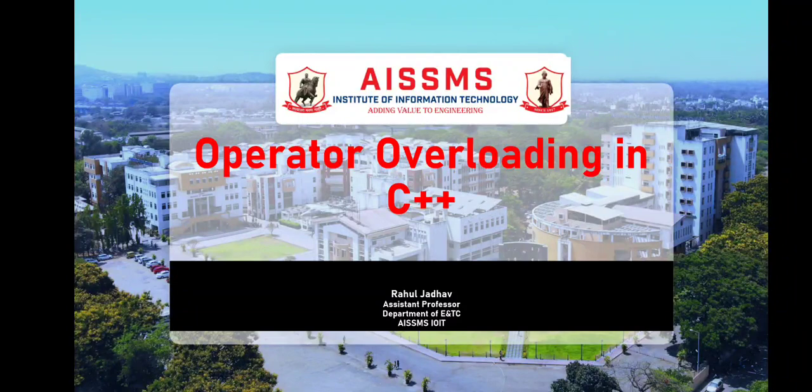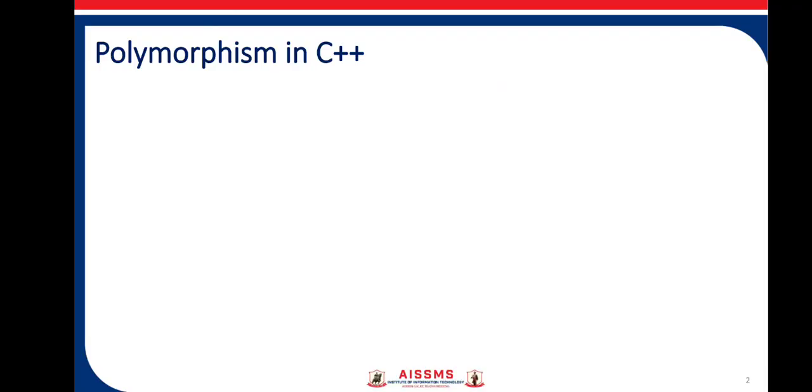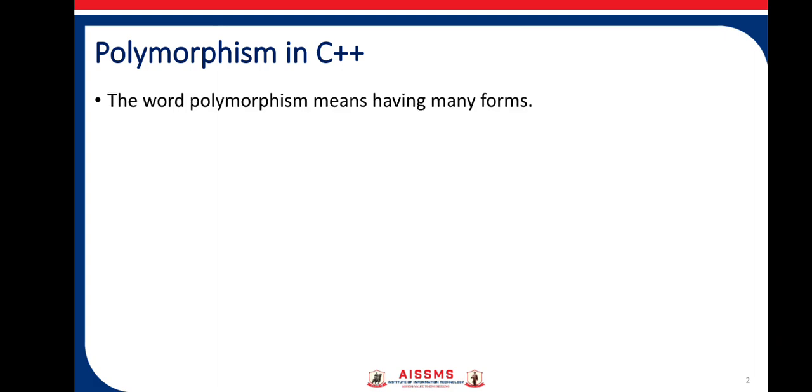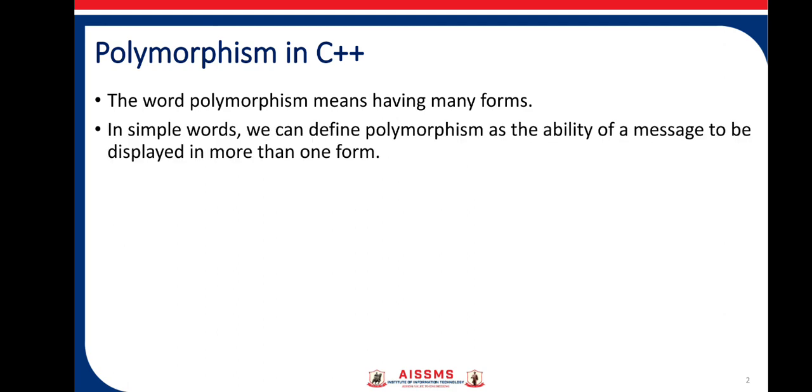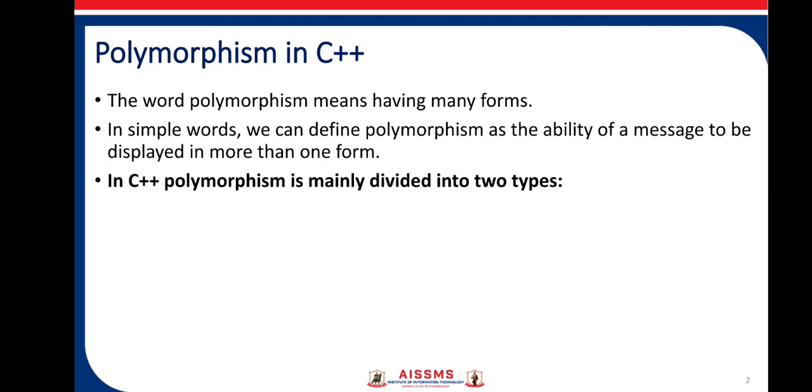Operator overloading in C++. Now this operator overloading is part of polymorphism. So what is polymorphism? It means having many forms. In simple words, we can define polymorphism as the ability of a message to be displayed in more than one form. In C++, polymorphism is mainly divided into two types. First is compile time polymorphism, second is runtime polymorphism.